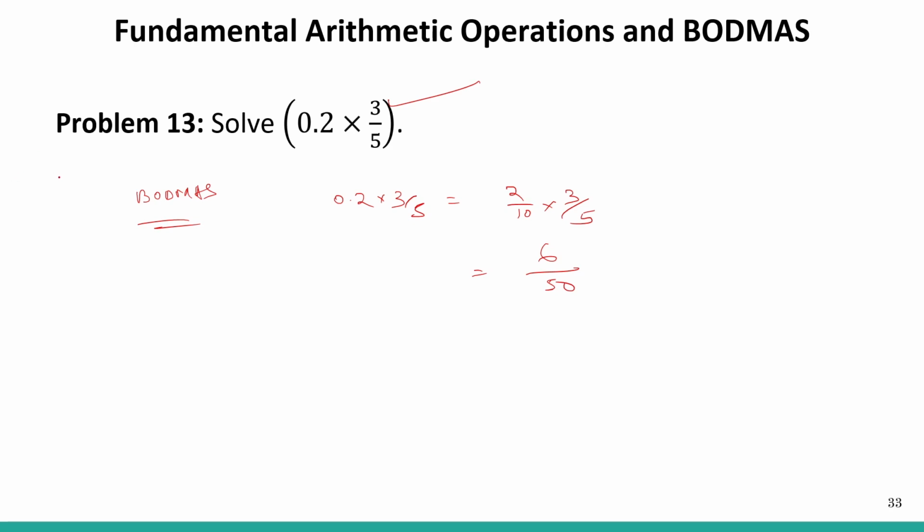What we did first was, we saw if there are any brackets, and we simplified them. Are there any exponents? No. So we went further and first saw the divisions, and then we multiplied. Then we would add or subtract. So it ended at multiplication, and what we are left with is 6 by 50. This is the final answer.